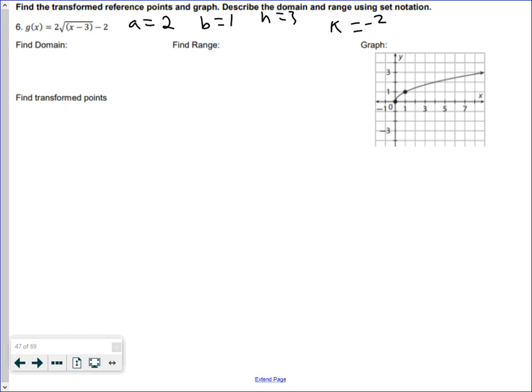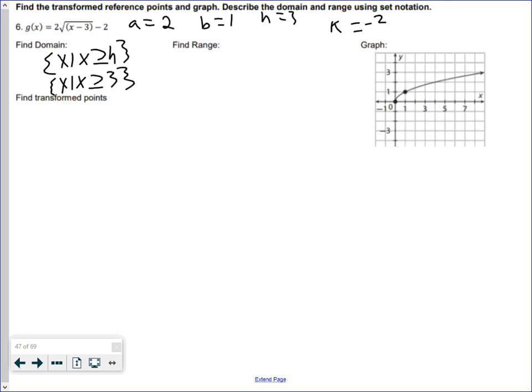So to find our domain: when it comes to square root functions, the domain is always going to be x such that x is greater than or equal to our h. So in this case, x such that x is greater than or equal to 3. That's because the h value is the x-value of the first point in the graph. So if b is positive, it's x such that x is greater than or equal to h.